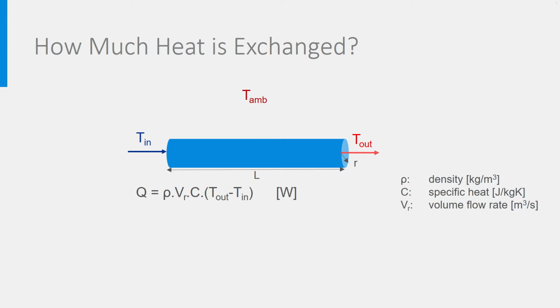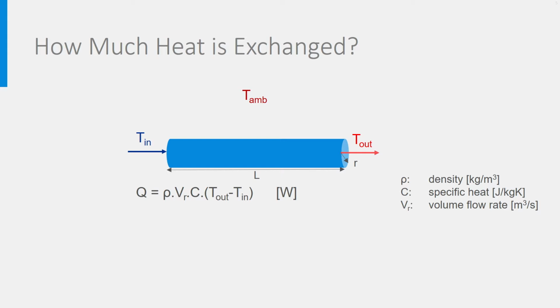ρ is the specific mass of the fluid in kilograms per cubic meter, C is the specific heat of the fluid in joule per kilogram Kelvin, and VR is the volume flow rate of the fluid in cubic meters per second. ρ and C are properties of the fluid circulating in the pipe. For instance, for water, ρ equals 1000 kilograms per cubic meter and C is 4.18 kilojoule per kilogram Kelvin.